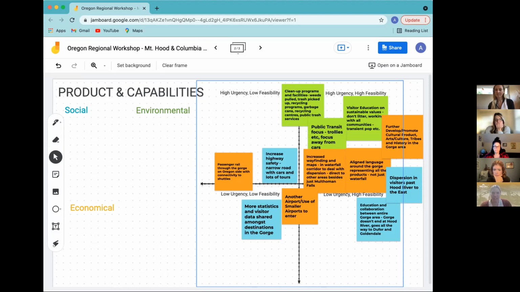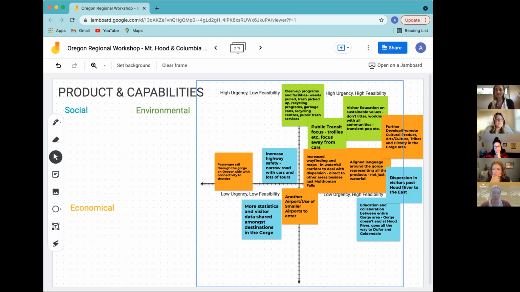And so how do we keep it safe? How do we increase our wayfinding and our maps? How do we explain to visitors that there's more than just Multnomah Falls, and that there's lots of things to do? How do we increase the highway safety with the narrow roads in certain areas?